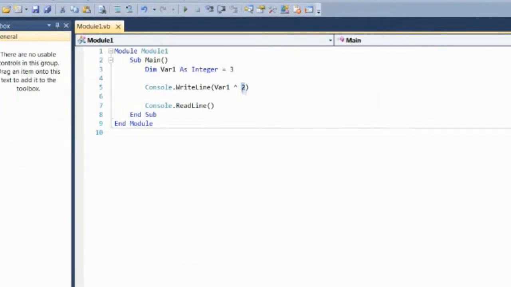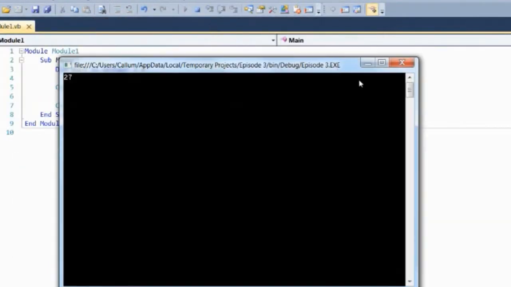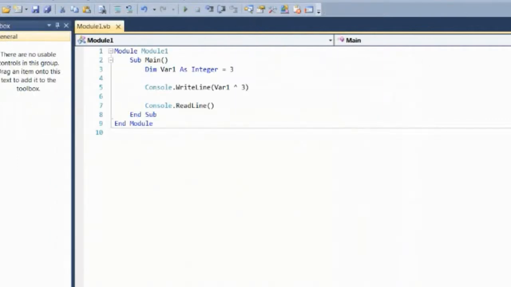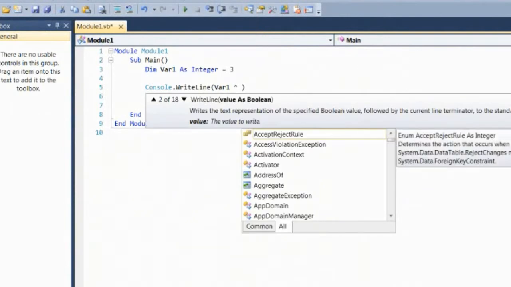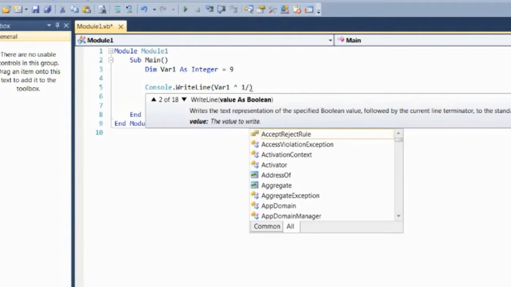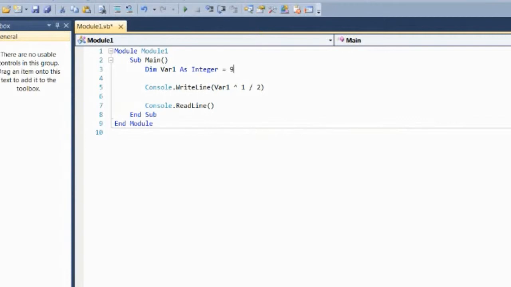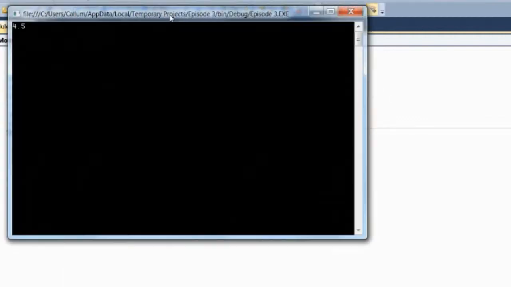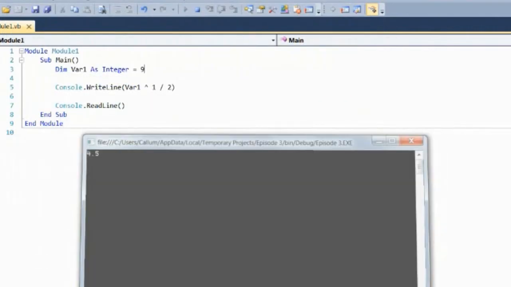So if you say 3, that's going to return 81. Nope, that's the power of 4, my bad. So if you want to do the square root of something, then we'll do 81 this time. No, do 9. So if you want to say the square root of something, you can do 1 divided by 2. If you do maths, you'll know that's how you do the square root of something. So that's the square root.